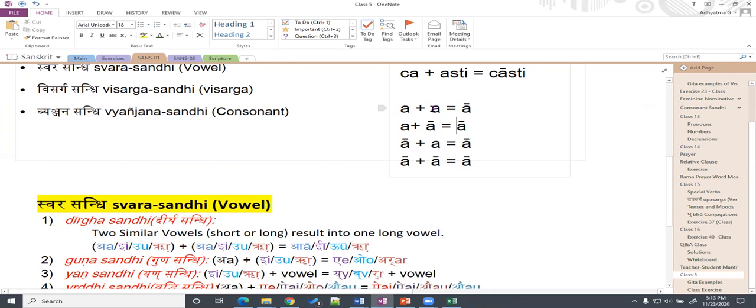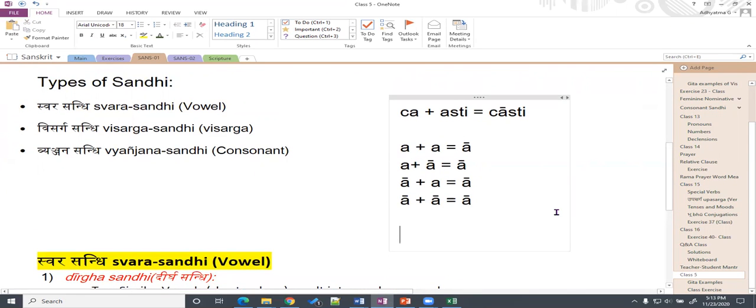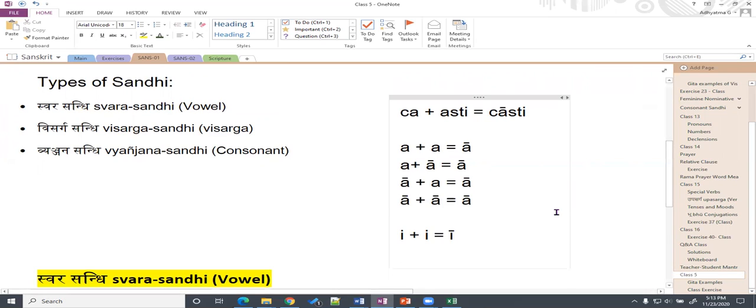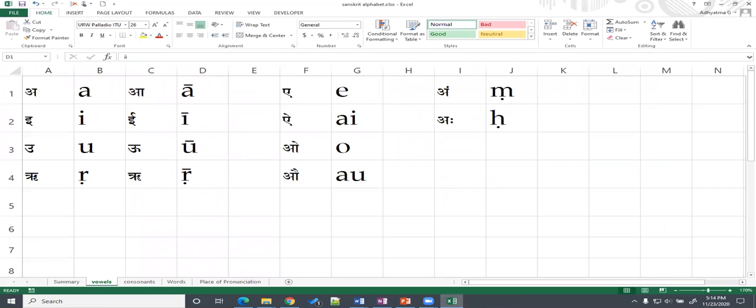The only condition is that these two coming together have to be two vowels of the similar kind, akara. They could be either short or long. Similarly in the case of ikara and ukara: ikara plus ikara, and so on. That's how you can understand all these four vowel cases.